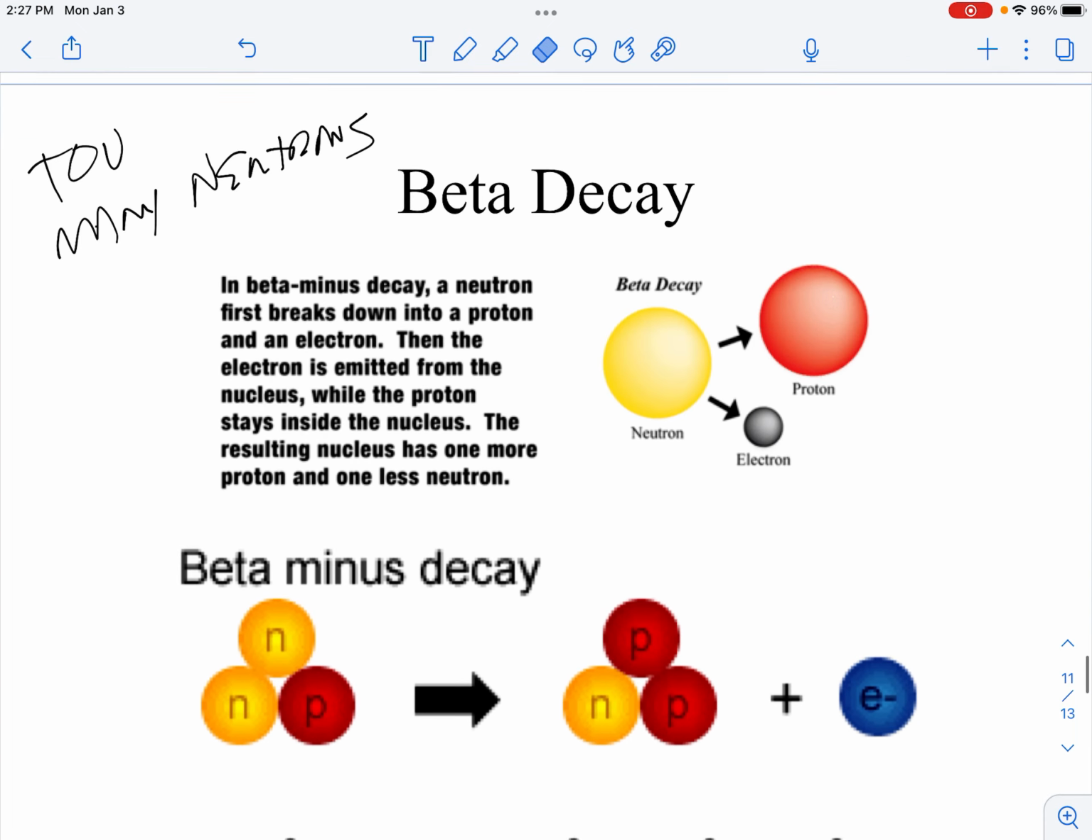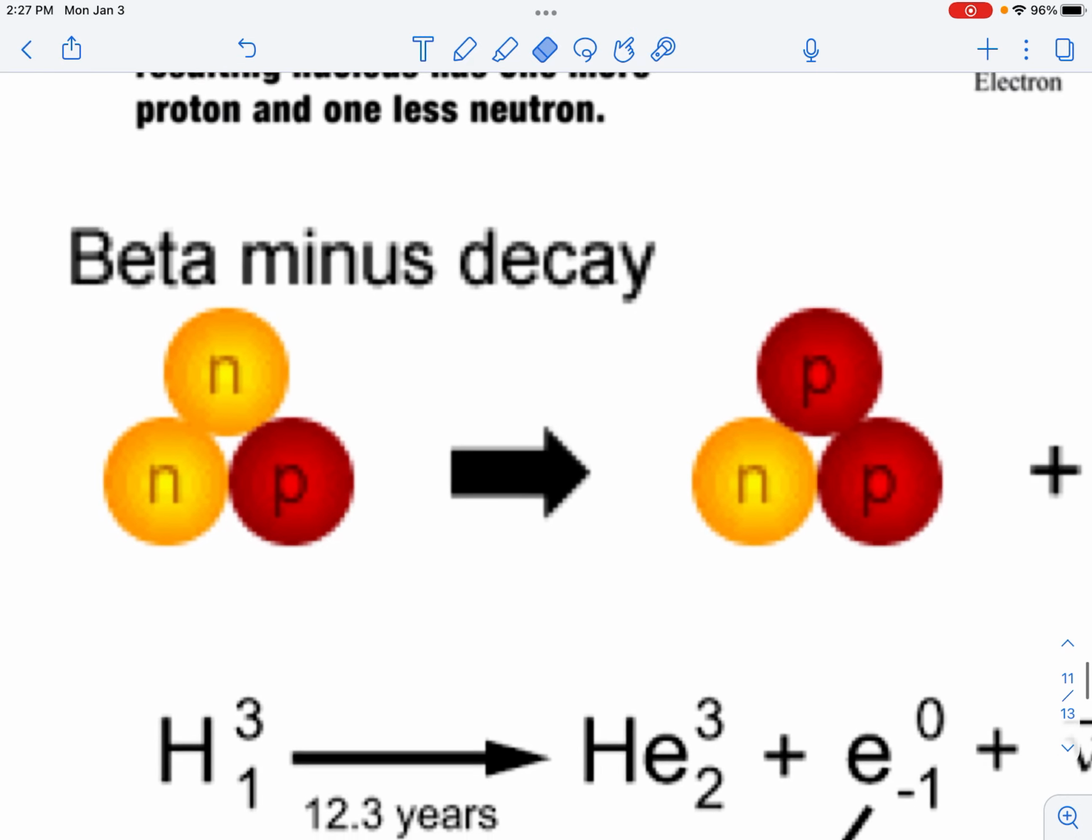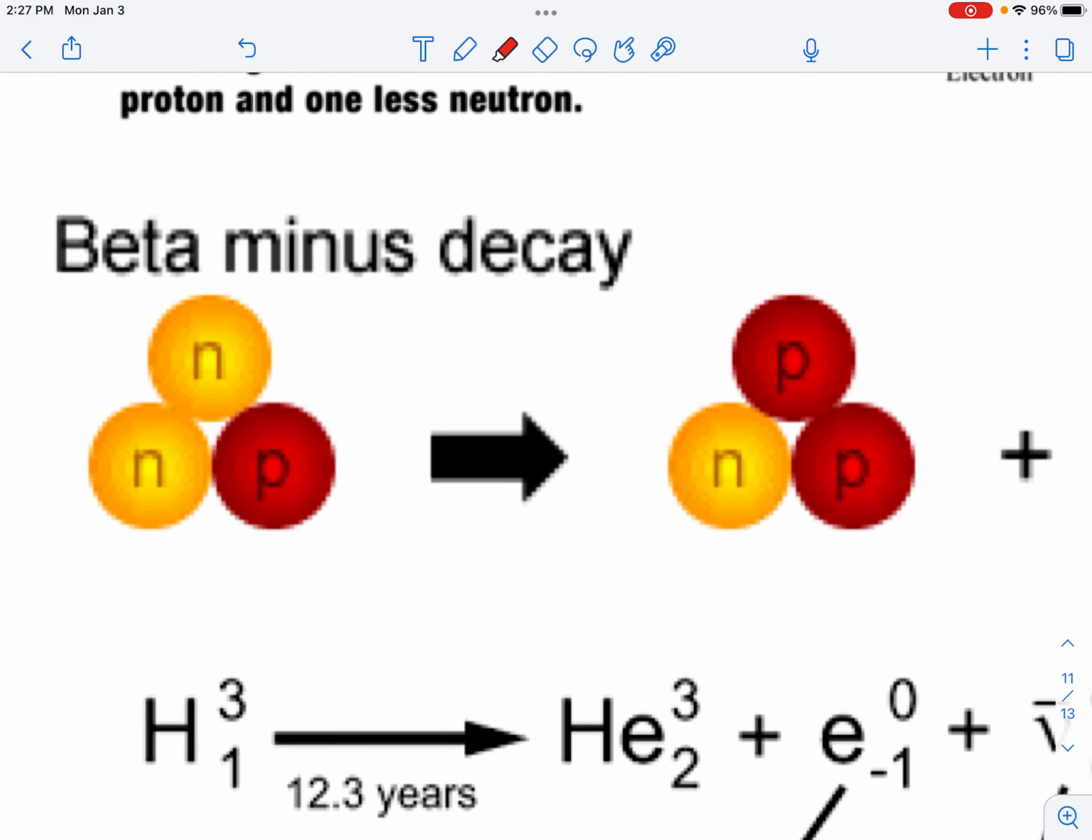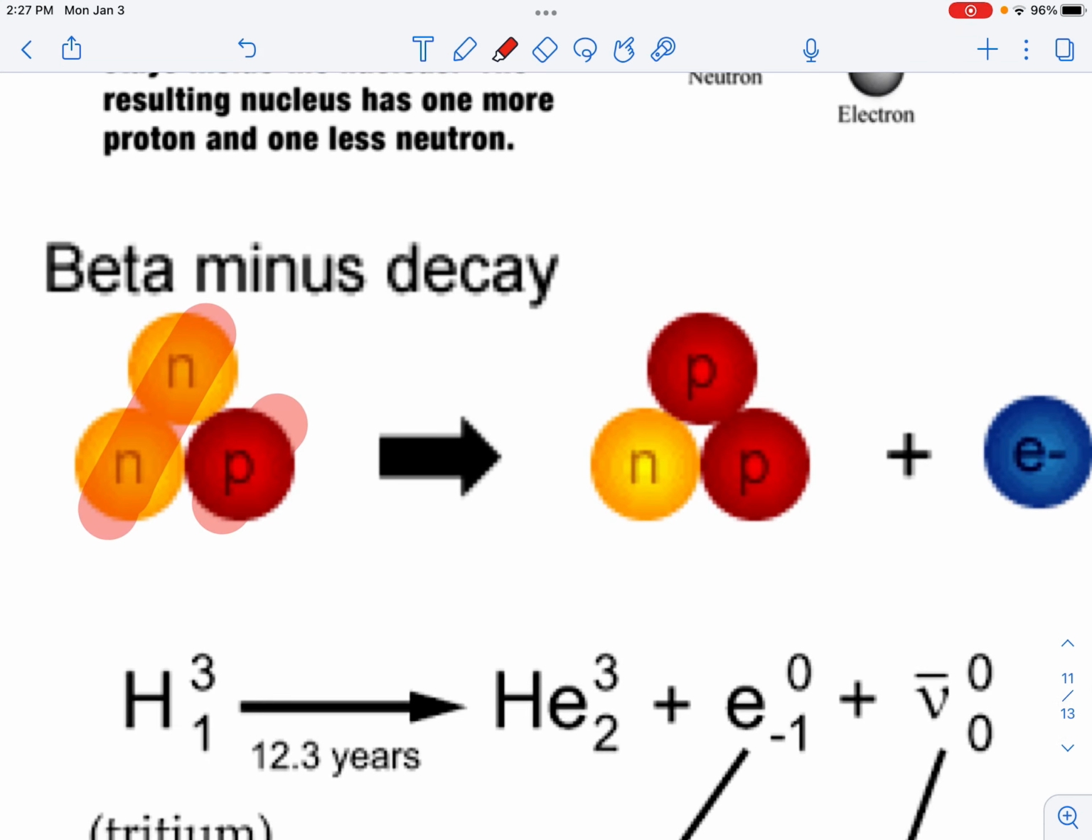So what happens is that a neutron turns into a proton. And if we take a look at this diagram here, then you'll notice that I've got 2 neutrons and 1 proton over here. And then after undergoing a beta minus decay, I now have 2 protons and only 1 neutron. So one of these neutrons that's here, this guy here, that neutron has turned into a proton by giving off an electron.